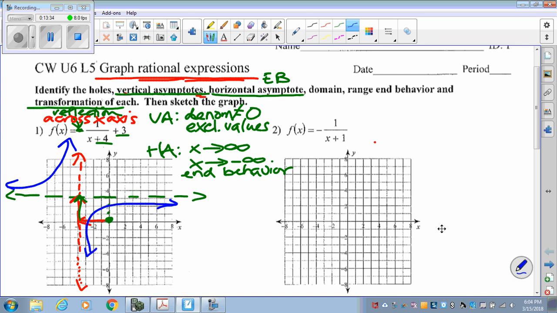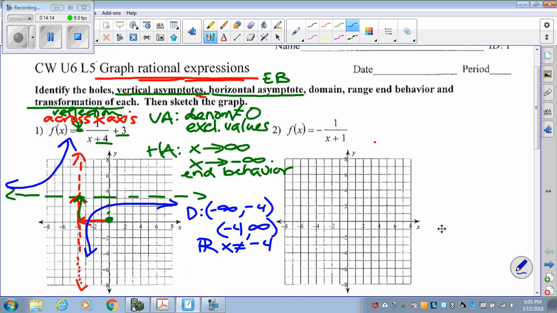All right, now if I'm looking at the domain and range, the domain is the x's. My x's are all reals except for negative 4, so I'm going to go from negative infinity to negative 4, and then from negative 4 to positive infinity. All reals, but x is not equal to negative 4. That's my domain.